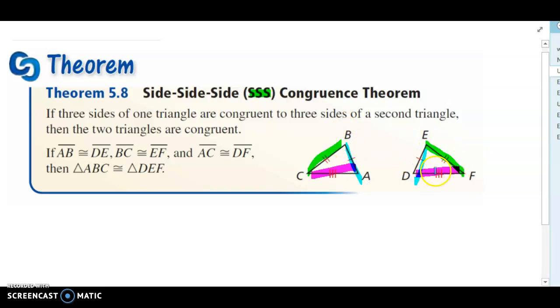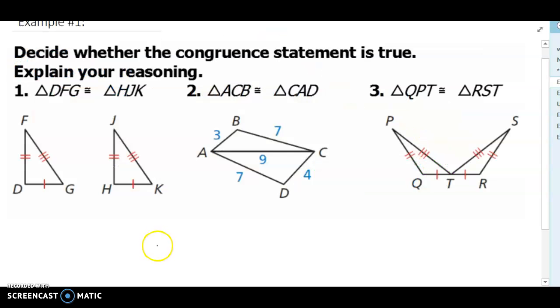So because the 3 sides on the right are congruent to the 3 sides on the left, that ensures that each of the angles over here are also congruent, which means the whole entire triangles are congruent, okay? So all we need to know are the 3 sides, and that's a shortcut to say the triangles are overall congruent. Alright, so let's look at an example here.